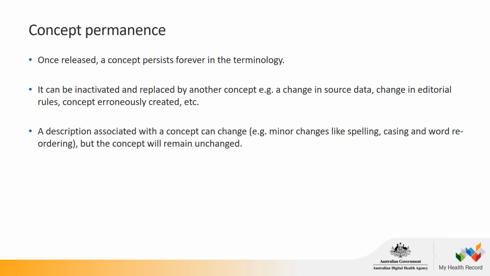Concept permanence is an important feature of SNOMED CT. Once released, a concept persists forever in the terminology. It can be inactivated and replaced by another concept, for example, a change in source data that we rely on, or a change in editorial policies or business rules, such as around the description, or concept erroneously created, and so on. A description that is associated with a concept may change due to changes in spelling, casing, or word order, but the concept itself will remain unchanged. Codes will not disappear and will not be reused, which is especially important when you start thinking of health records spanning the life of a patient.